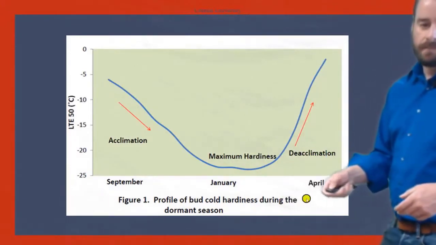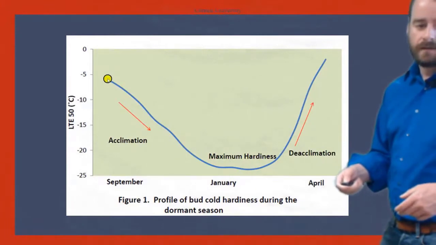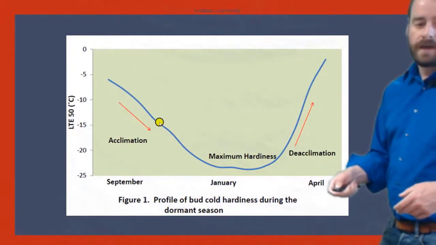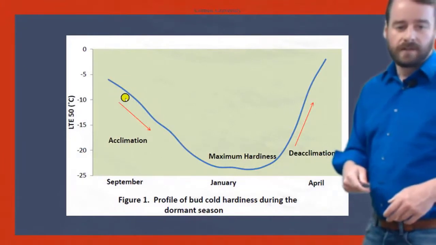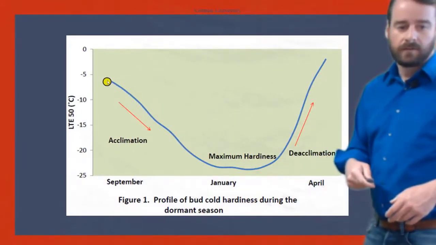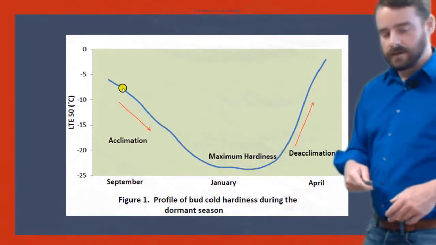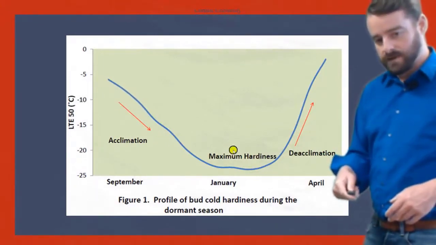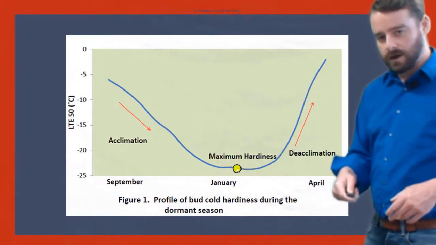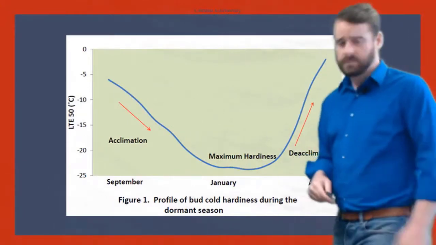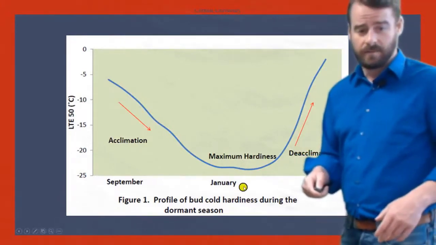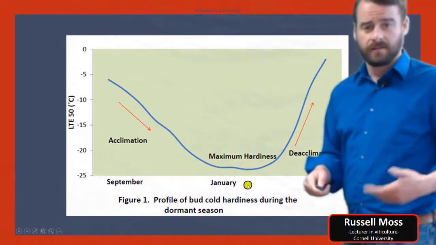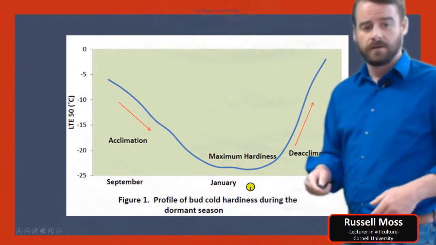Then, of course, down here is time. So you can see acclimation, the vine through the fall. The LTE 50 is going down, and I'll tell you why that's happening. It goes down, so it's less cold hardy at the beginning of fall, and then more cold hardy until about midwinter, when we reach maximum cold hardiness, where the vine can withstand its lowest temperatures for the year. That's not saying you won't get a temperature below this, and you might in some of these upper latitude regions, like here in New York.